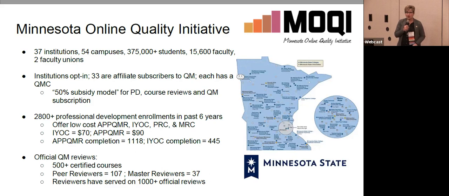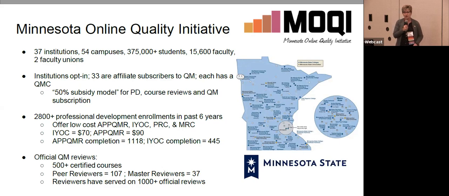The institutions that are part of our system vary in size from a very small campus that's about 400 students up to some of our state universities that are about 15,000 students. The system is made up of 7 state universities and the rest are community colleges.